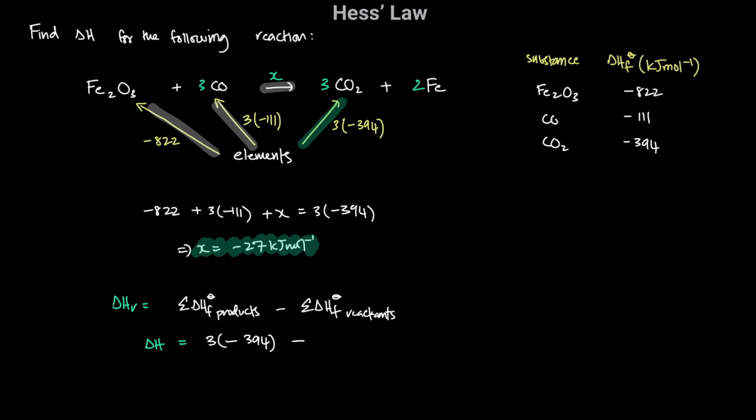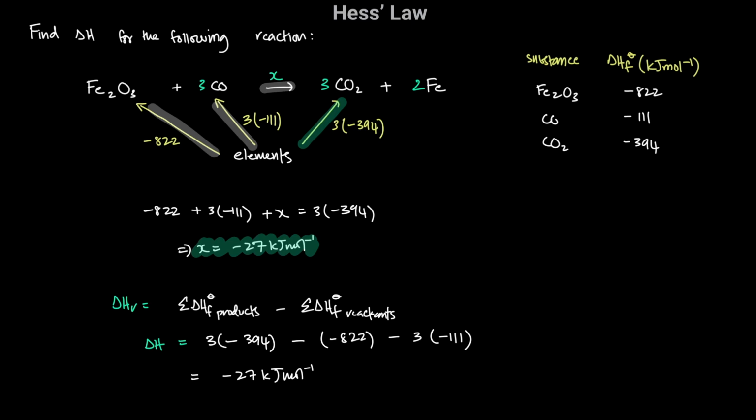So we subtract the formation enthalpy for iron 3 oxide, that's minus 822. And we subtract the formation enthalpy for 3 moles of carbon monoxide, so minus 3 times negative 111. And the enthalpy change for the reaction will again come out to negative 27 kilojoules per mole.